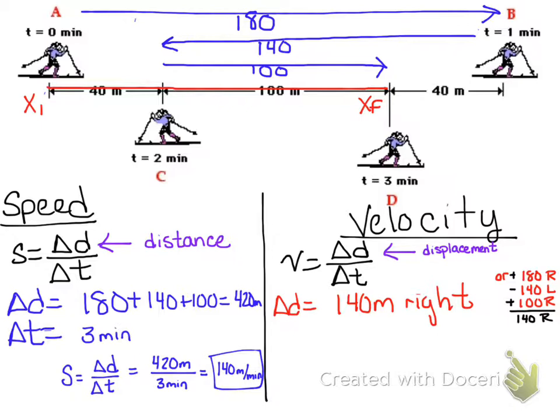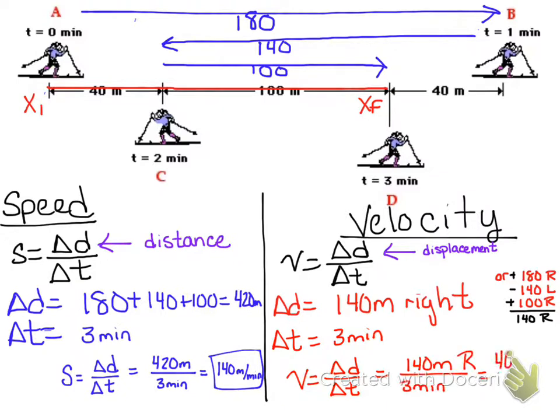So remember, you can always calculate your displacement by drawing the arrows back and forth and just seeing what's the total distance from the initial point to the final point, because that's your displacement, okay? Now my time didn't change. My change in time is still 3 minutes. So my velocity, delta D, change in displacement, over delta T, change in time, is simply going to be 140 meters to the right over 3 minutes, which gives you the average velocity, which is 46.7 meters per minute.